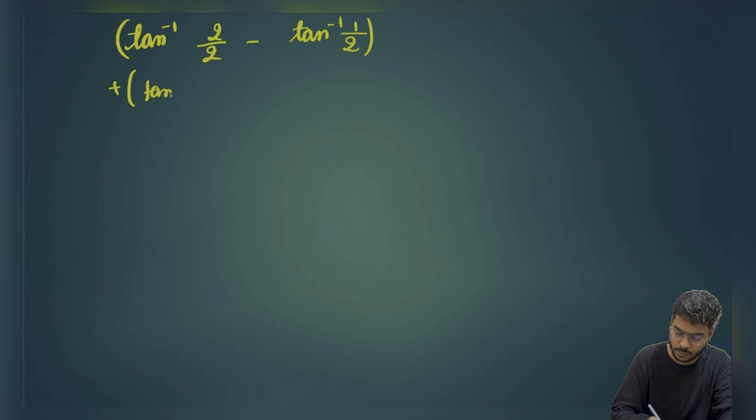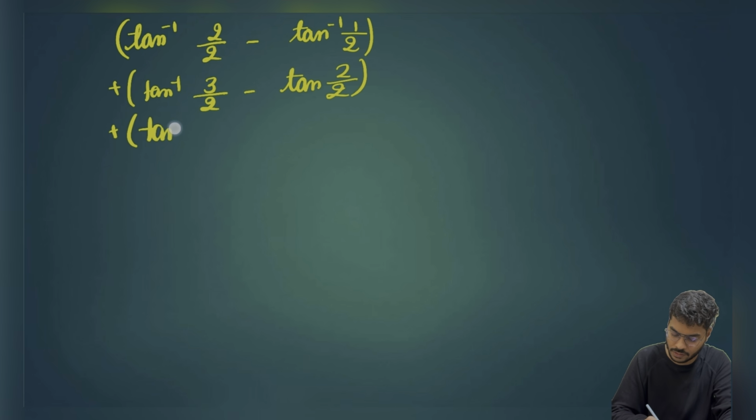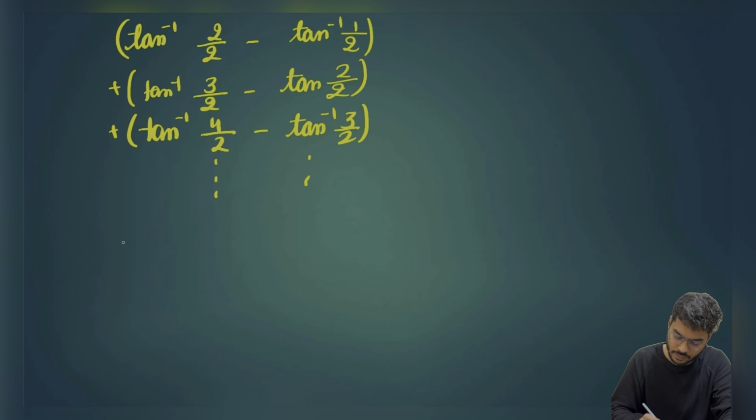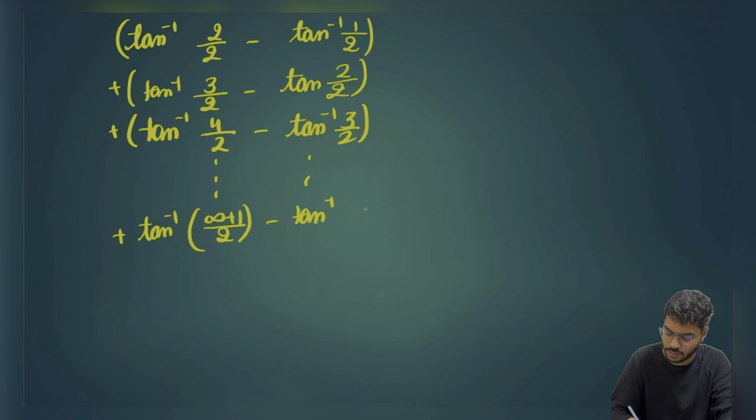Again, if I put n as 2, I will get tan inverse 3 by 2 minus tan inverse 2 by 2. Next one, tan inverse 4 by 2 minus tan inverse 3 by 2. What is the last term I will get? Tan inverse (infinity plus 1) by 2 minus tan inverse infinity by 2.